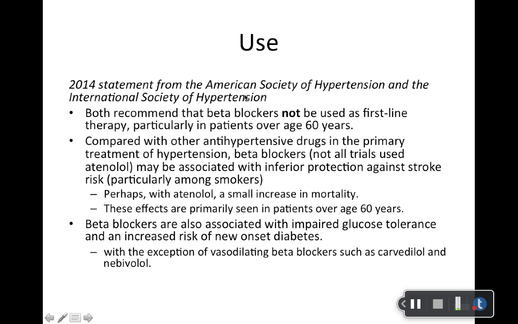So here is some of the rationale behind why. See, I don't just make this stuff up, right, guys? So this is some of the rationale of why these should not be first line. I'll let you read through this. But this is from the American Society of Hypertension and the International Society of Hypertension. So they came together, both locally and internationally.